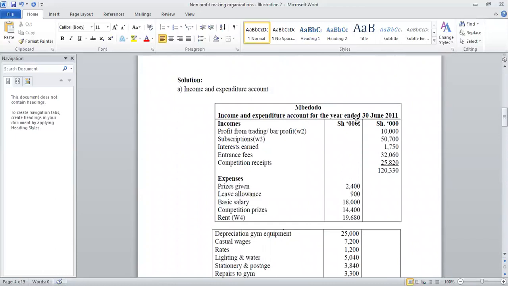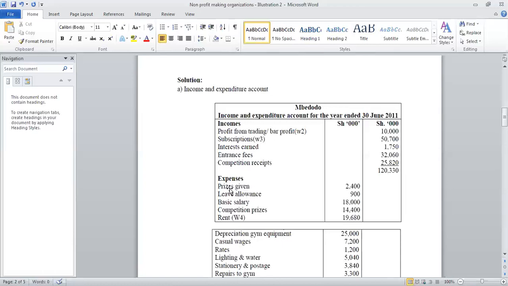The income and expenditure account is simply the incomes and the expenditures recorded, and then we subtract the 2. In this case, the income to this particular club is the profit from the bar trading, which is actually this one as obtained in the working. The subscription for this year was supposed to be this. The interest earned is this. The entrance fee, this, and we have the competition receipts. Remember, the entrance fees and the competition receipts, you just pick them from the receipt side of the receipt and payment because they did not require any adjustment.